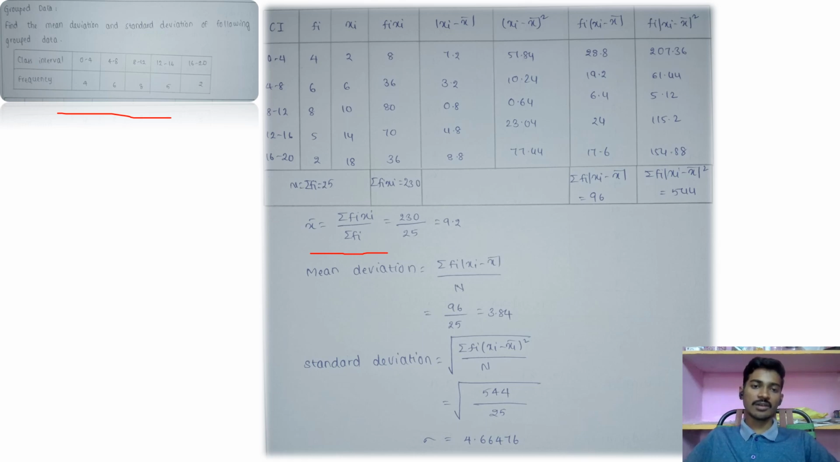Here xi is the mid value of the class intervals, and we find xi as (0 plus 4) by 2, that is the average of them, which is 2. For this interval it is (4 plus 8) by 2, that is 6, and for the others it is 10, 14 and 18.